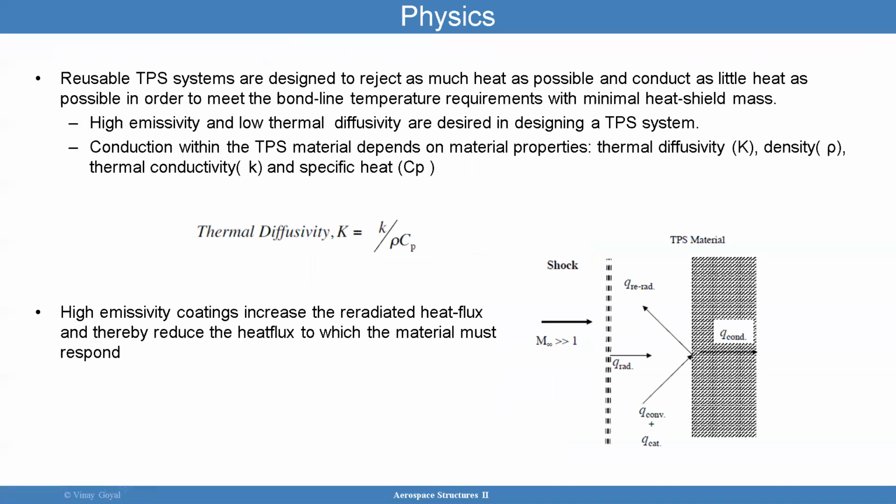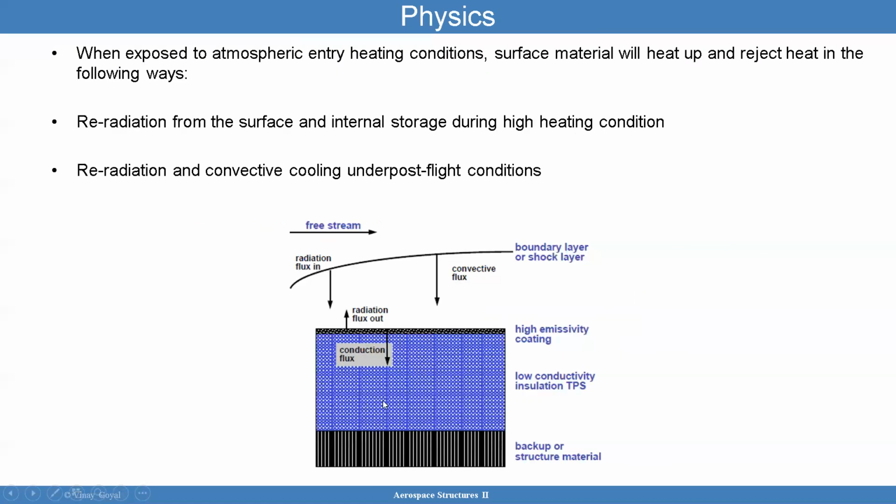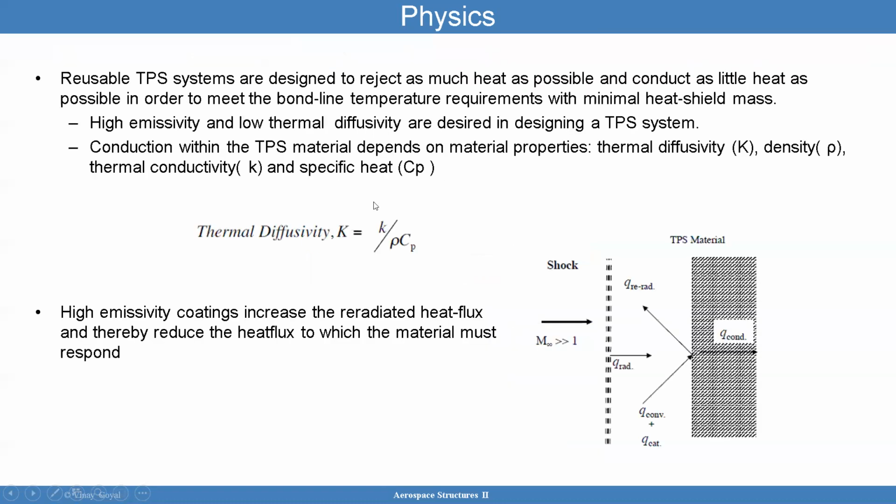Reusable thermal protection systems are designed to reject as much heat as possible, right? And conduct as little heat as possible. So, right, that's what we talked about. We want to conduct as little heat as possible here, re-radiate as much as possible there, and that's going to help us get where we need to go. The high emissivity and low thermal diffusivity are desired in designing a TPS.